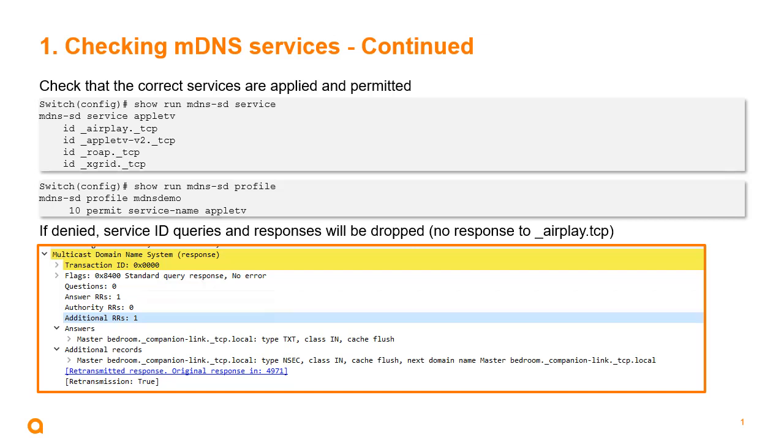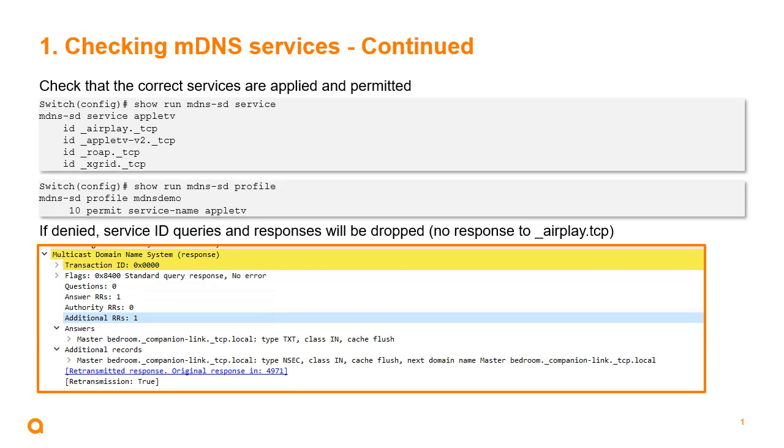And then we can do a show running configuration mDNS profile to validate the profiles configured. Here it'll list the profile and the service listed under the profile and whether it's permitted or denied. We have permit currently running on this. If we had it denied, we could see in a packet capture that we wouldn't be able to see those types of services.